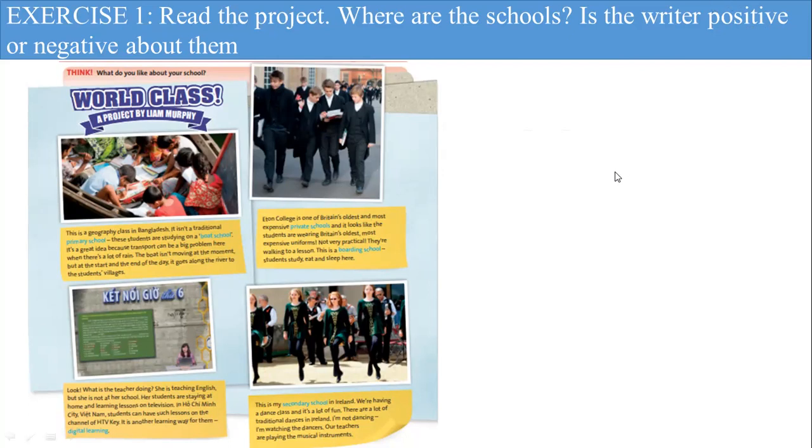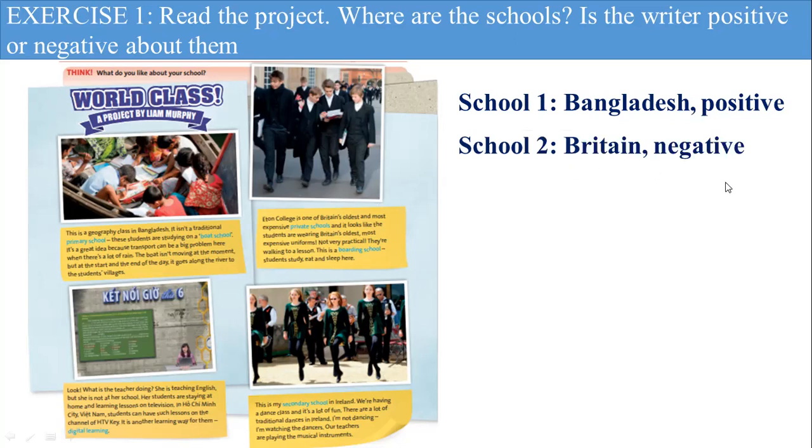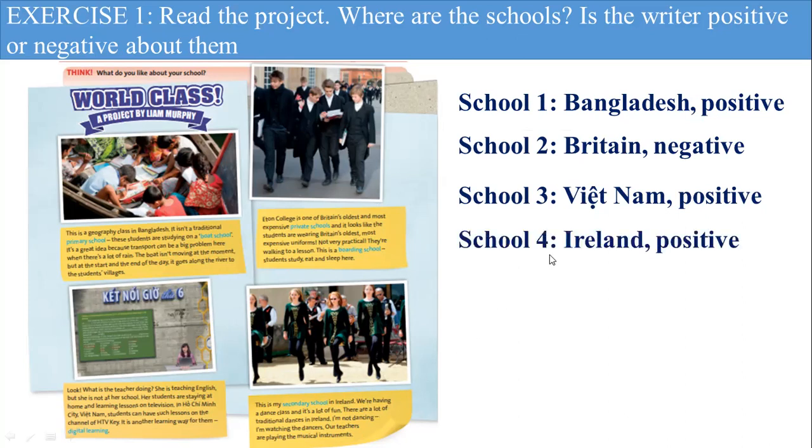Okay, now I'd like to check your answer. Now what? Okay, the school is in Bangladesh. The writer is positive about it. Now what about school 2? Where is it? Yes, it's in Britain and the writer is negative about it. You see, it's all expensive. Okay. Now what about school 3? Yes, it's in Vietnam and the writer is positive about it. Now the last school. Okay. It's in Ireland and the writer is positive about it.